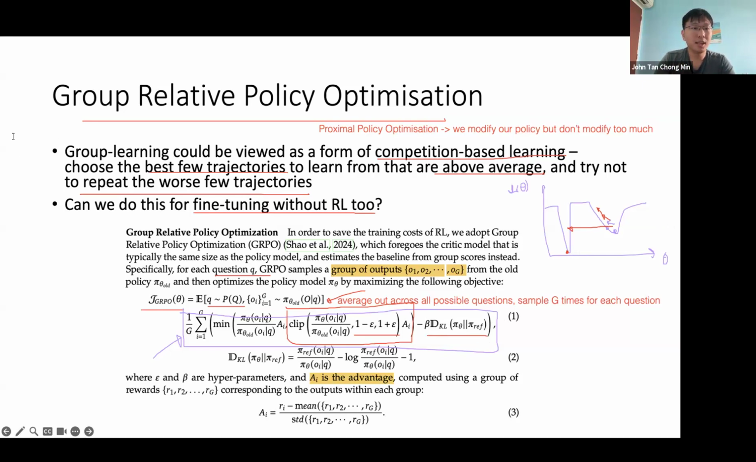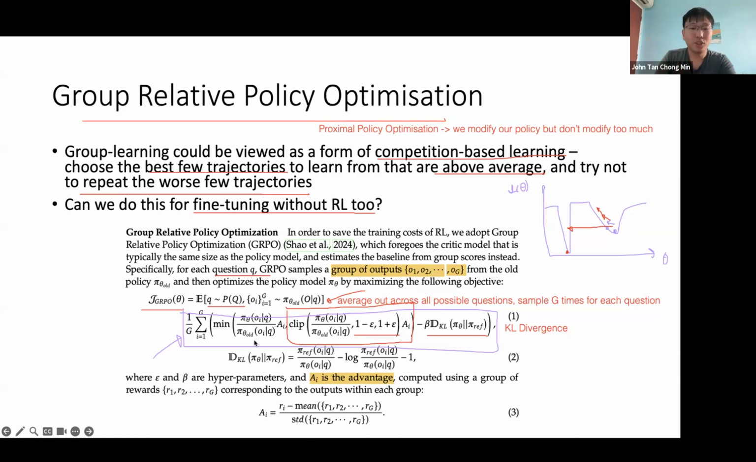So there's this term here called KL divergence, which means that if my policy is too different from the other one, then this term will be very, very high. If your new policy is very close to your original policy, then this term will be close to zero. All right, so this is basically some bias that you give so that you don't explore too much.